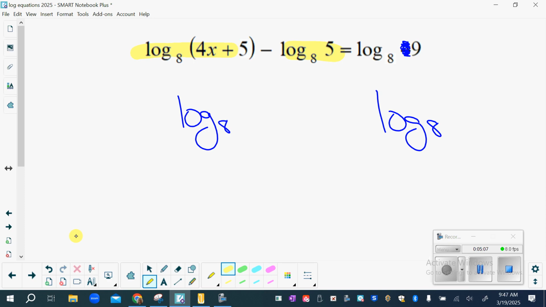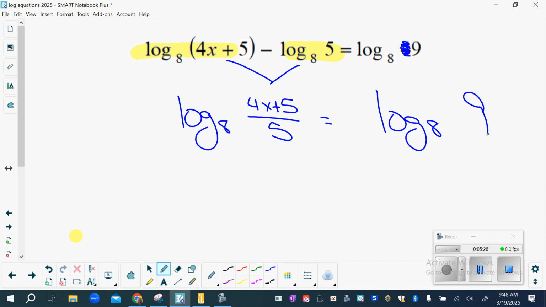Not plus. Careful. You're close though. So multiply goes with plus. It's divide. It's divide. So guess what happens here? I'm going to squish this down into 4x plus 5 divided by 5. Are we okay with that? I just squished it down.